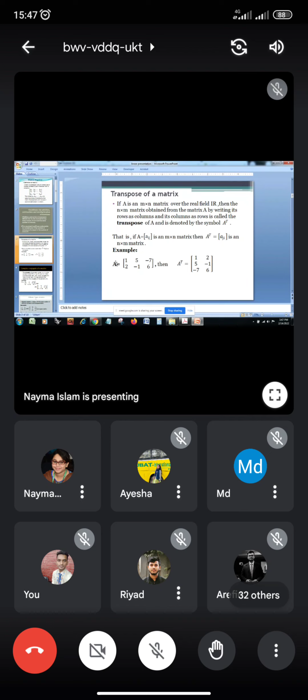Okay. This is the matrix A. Look at here, the first row is 1, 5 and minus 7, and the second row is 2, minus 1 and 6. And what will be our A transpose? A transpose will be: the first row will be our first column, the second row will be our second column. That means interchanging rows and columns is called the transpose of a matrix. Is that okay? What is A transpose? Yes, ma'am. Okay.